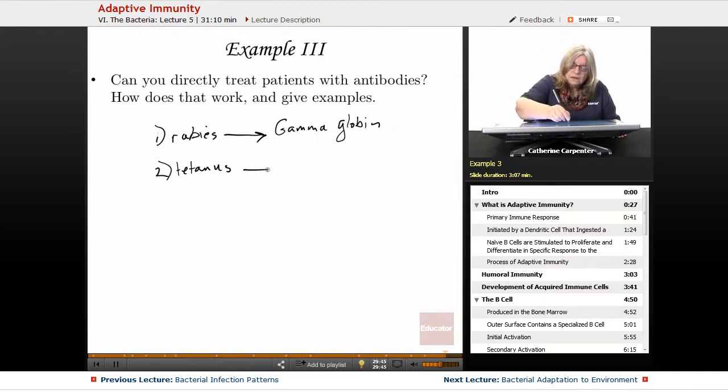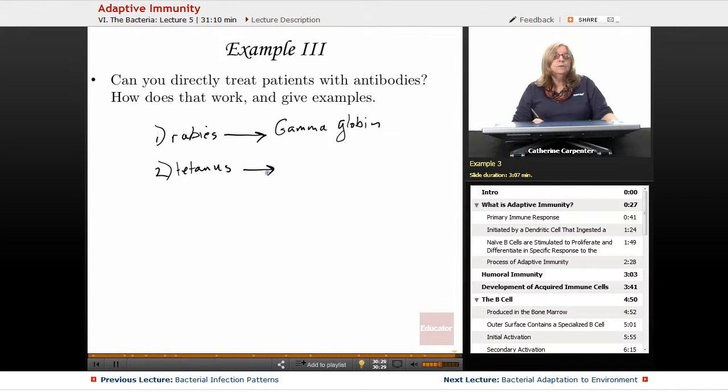Now, tetanus is a bacteria, and it produces endotoxins that are neurologic in function. If you get infected by the tetanus bacteria, you could become completely paralyzed. It's a very devastating disease. So you can also get antibodies to the tetanus bacillus, and that will enable you to potentially prevent the infection from occurring.